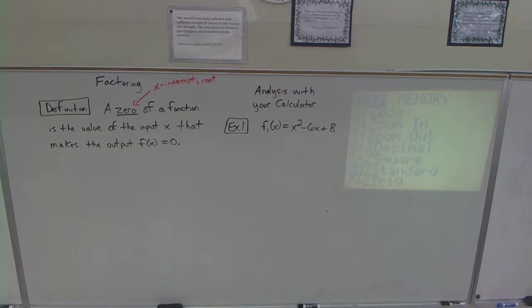Then I should zoom to what, you guys, to start off with? Zoom standard, okay. So here's a parabola. Remember, sometimes parabolas don't even cross the x-axis. Does this one? Yes. How many zeros does it have? 2. It clearly has 2 zeros. One right there and one right there.